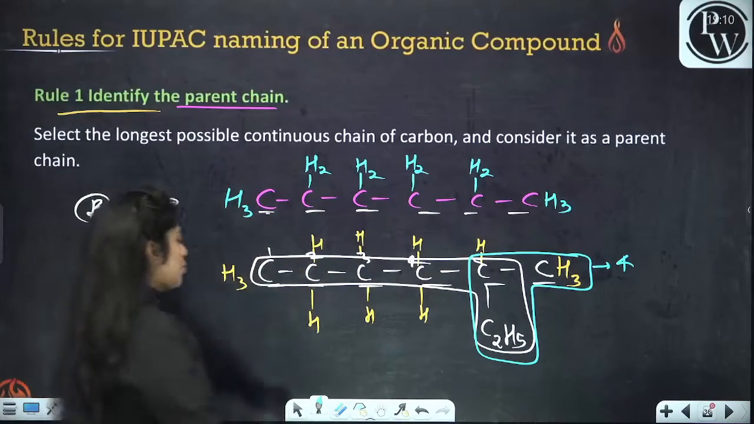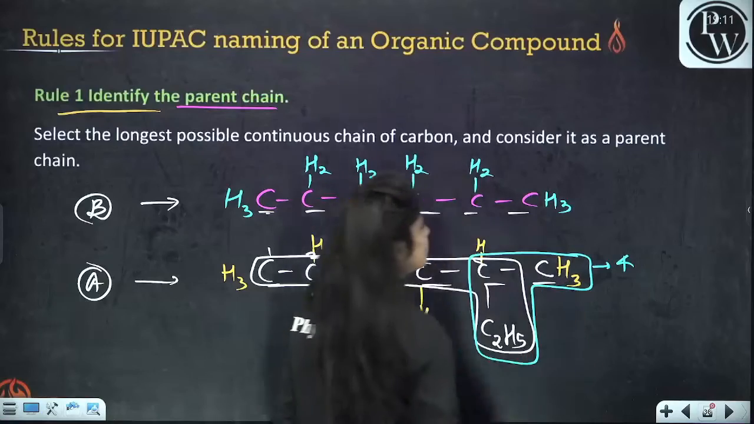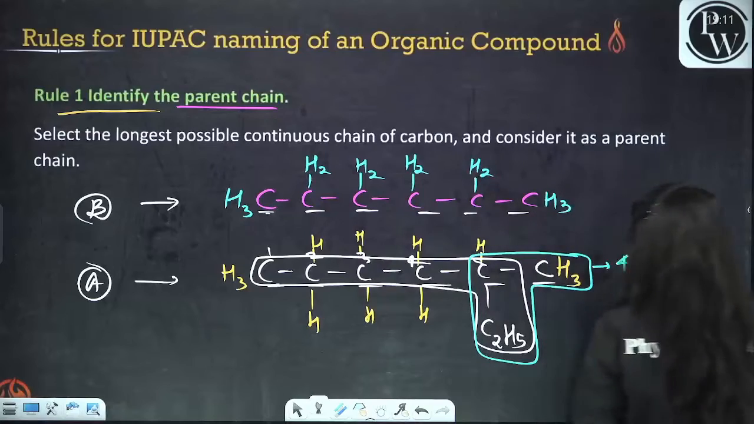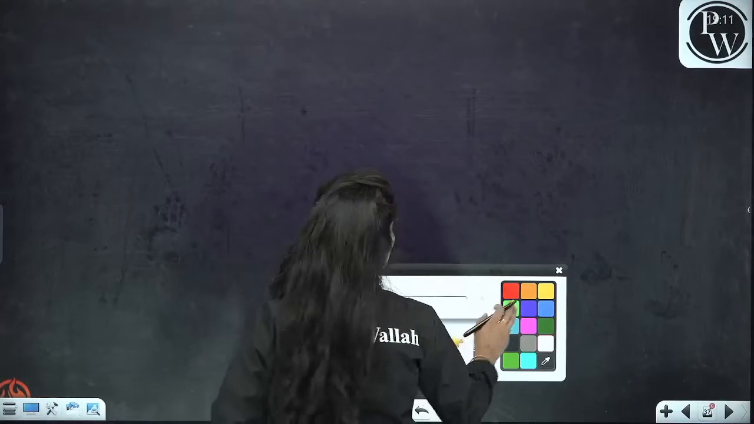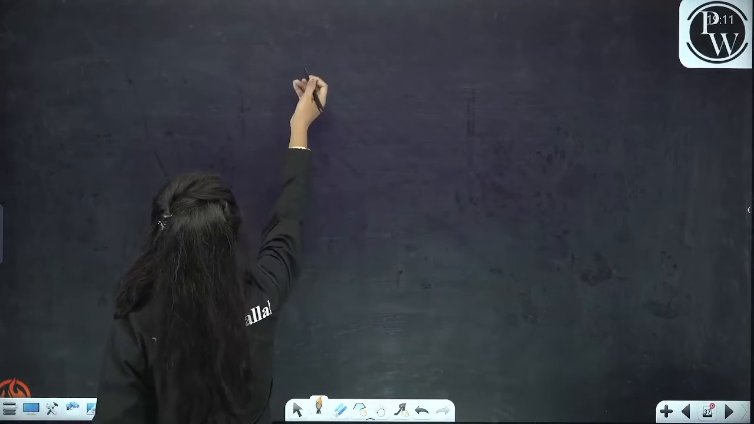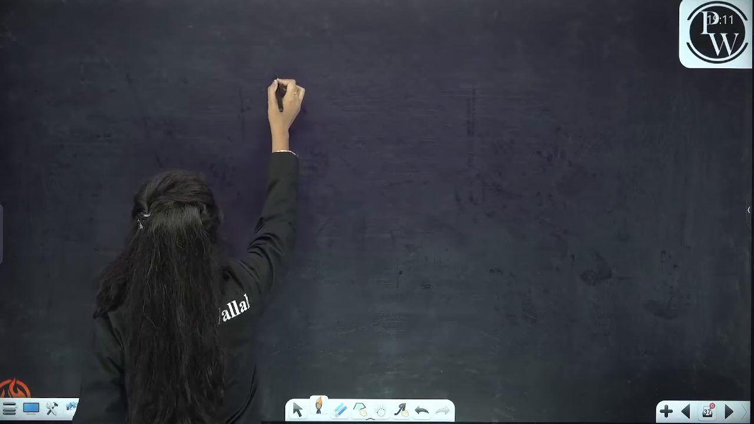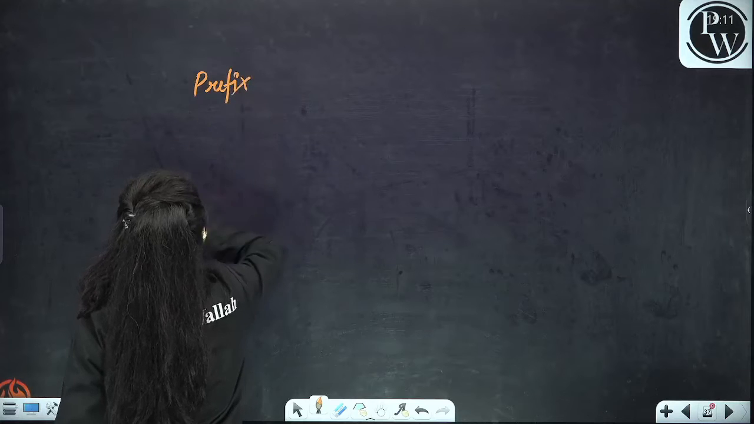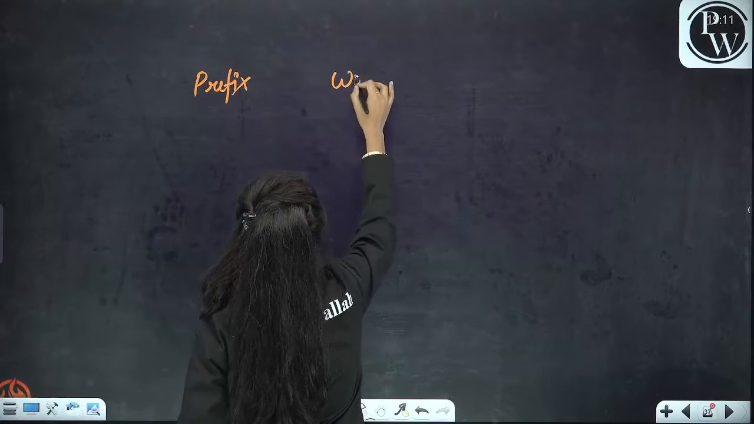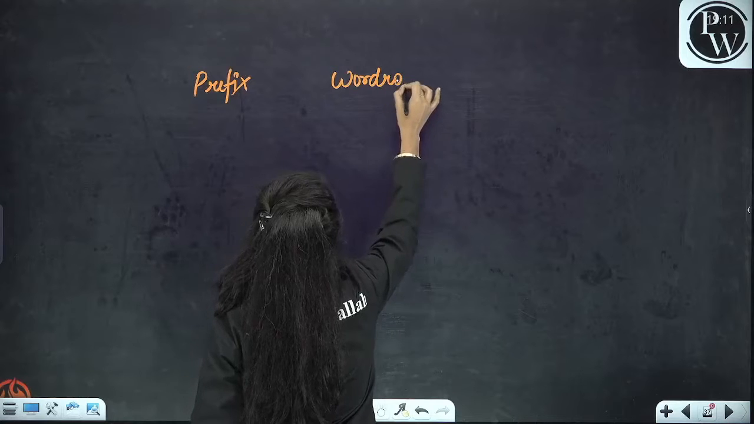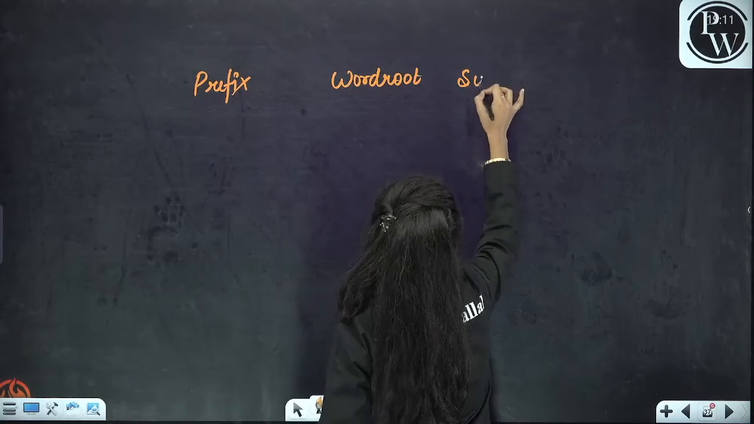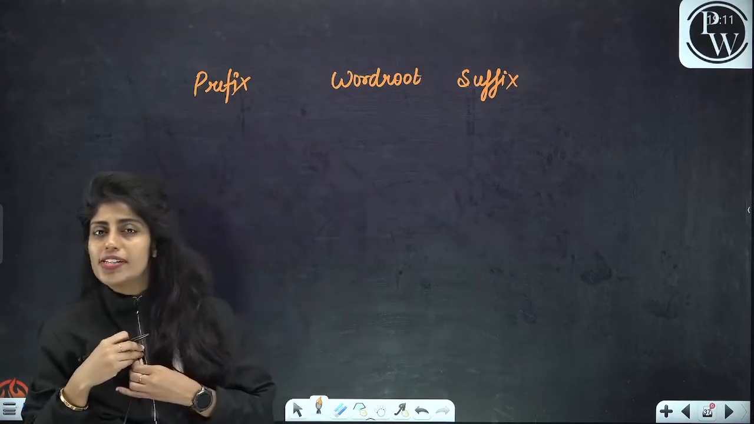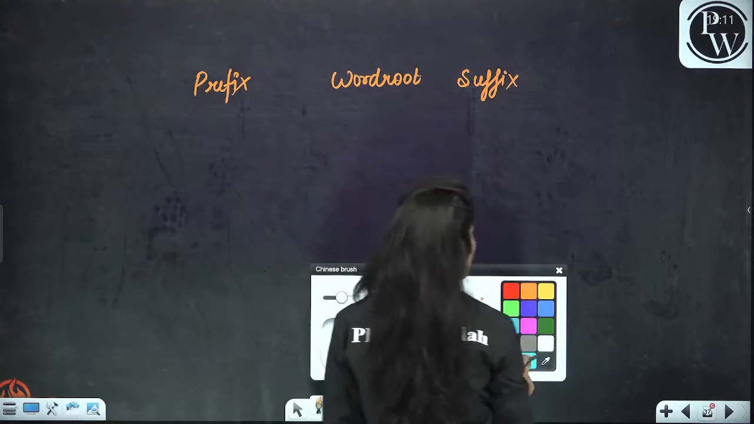So what can we do? We can name it now. So the first rule is clear to you? First rule is clear? Okay. Now I would like to tell you a few more rules. Suppose we have the prefix, we have the word root, we have the suffix. I will give you one example. You need to understand that very well and that will help you.